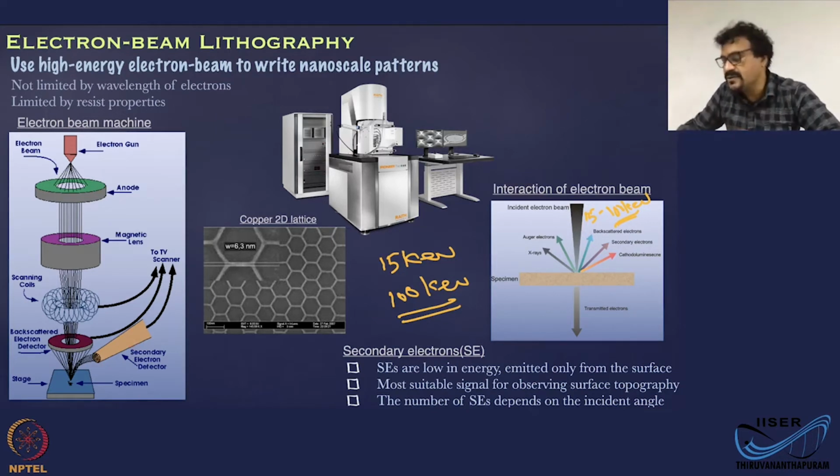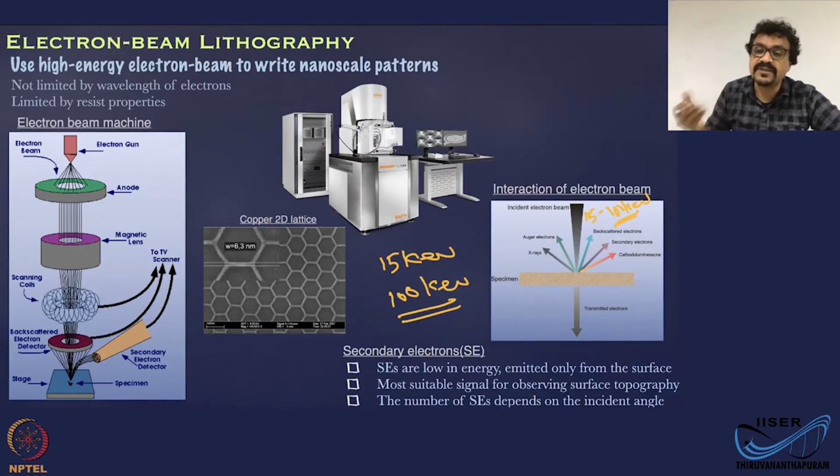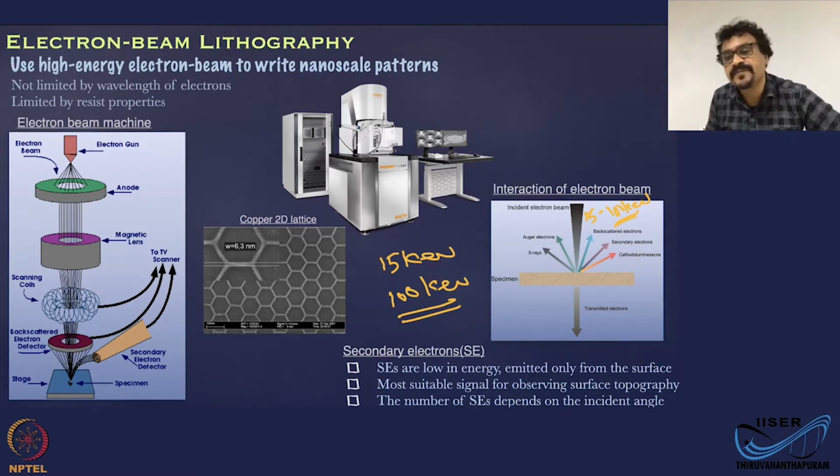These secondary electrons are low in energy and are emitted mostly from the surface. So that makes them mostly suitable for observing the surface topography. And the number of secondary electrons and their characteristics depend on the incident angle, the primary beam electrons, the surface interaction and the nature of the surface also.